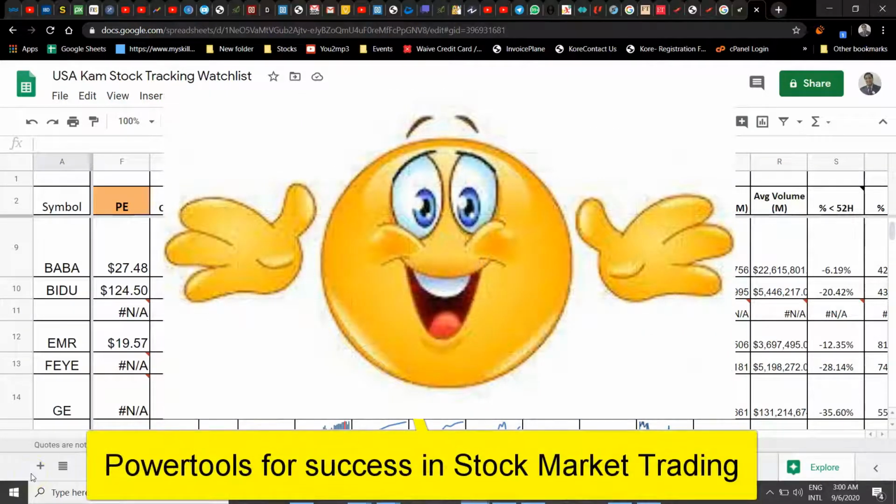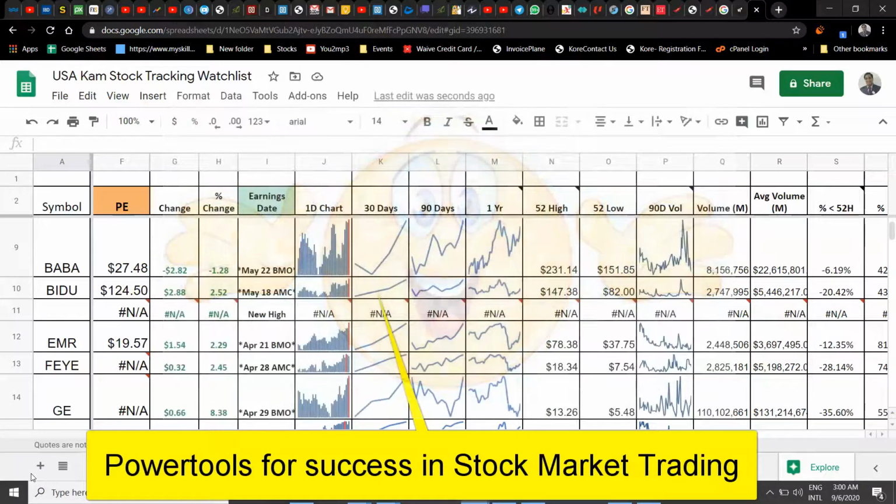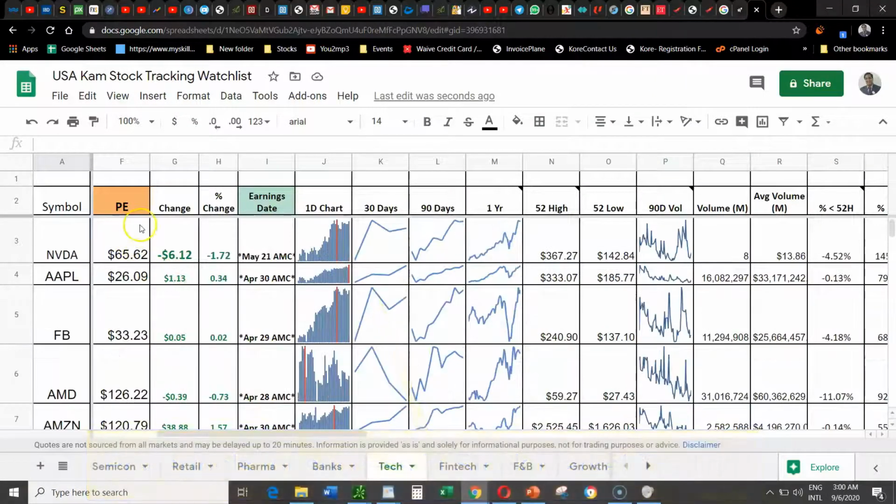Okay, so that's my dashboard. That's my stock market dashboard that I use on a daily basis, where you can see at one look I know what's going on with my positions, with my symbols, with my stocks, with my underlying, right? And this makes it very easy to make decisions.